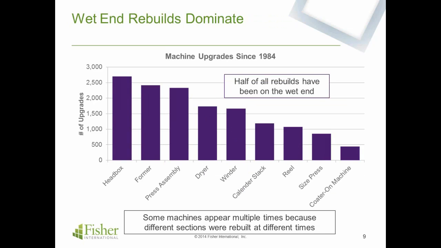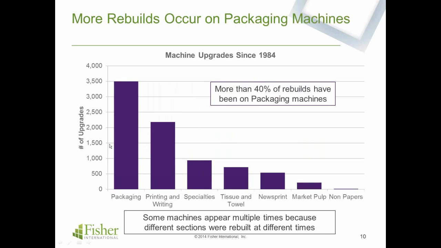We also see a difference in where rebuilds are occurring on the paper machines. We know that the majority of rebuilds, in fact about half of the rebuilds that have been done, have happened on the wet end of the paper machine over the last 30 years. And there's also a difference in the type of machines that are being rebuilt. More than 40% of the rebuilds that have been done in the past 30 years have been done on machines that make packaging grades.